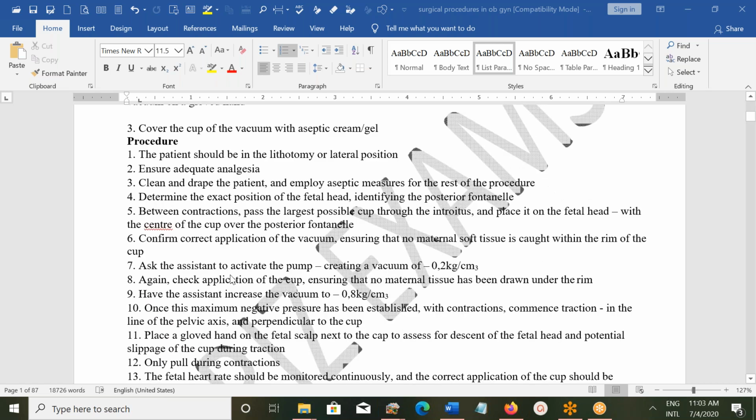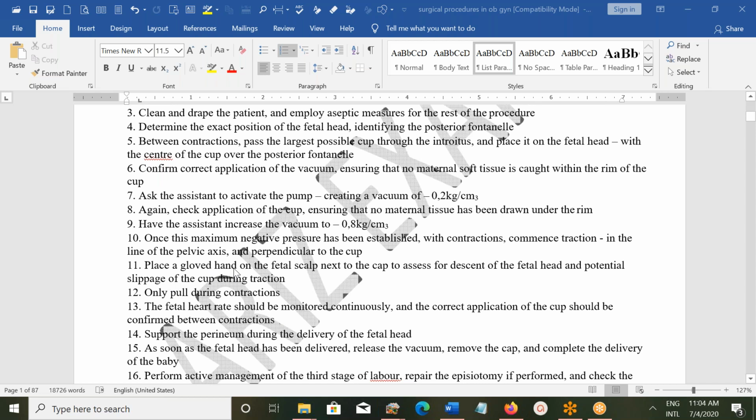Ask the assistant to activate the pump, creating a vacuum of 0.2 kg per cubic centimeter. Again, check application of the cup, ensuring that no maternal tissue has been drawn under the rim. Have the assistant increase the vacuum to 0.8 kg per cubic centimeter. Once the maximum power has been established, with contraction, commence traction in the line of the pelvic axis and perpendicular to the cup.